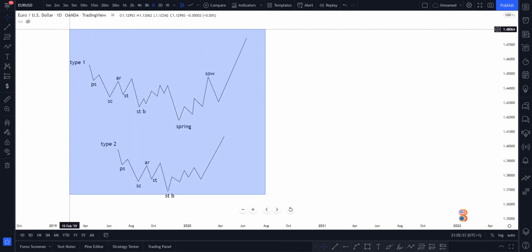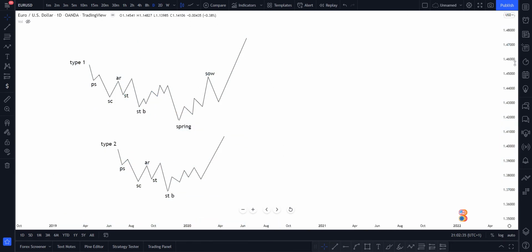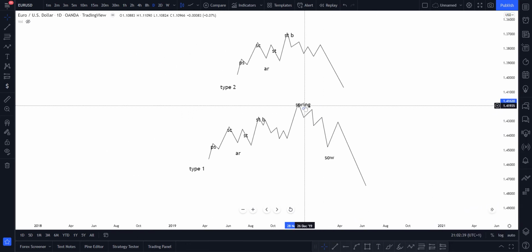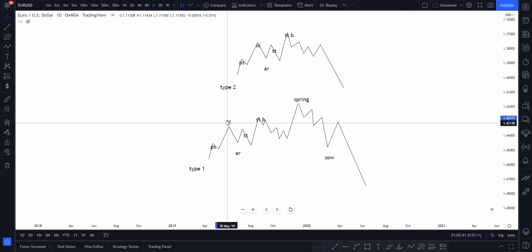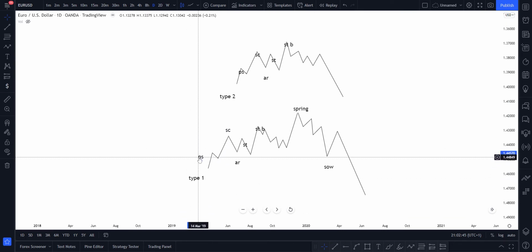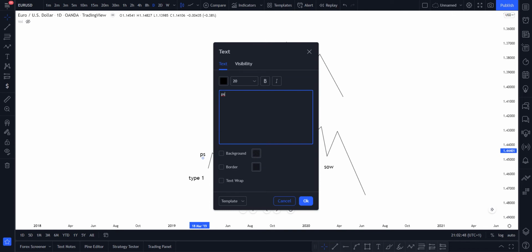And what do we basically do? We just invert the scale. The same thing, but the names are different. So right now, what does this come out as? This is not a PS. This is going to be the PSY, the preliminary supply.